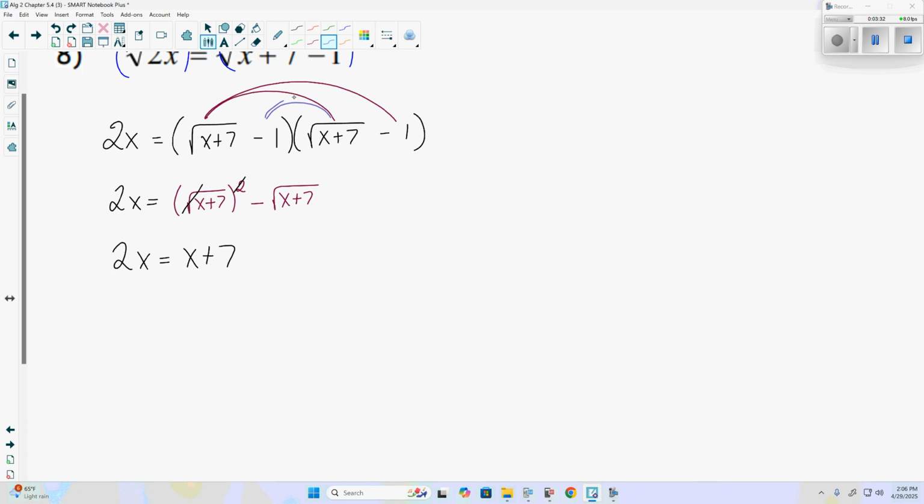Now we're going to do the same thing with the negative 1. Negative 1 times our square root of x plus 7. Again, just going to give us negative square root of x plus 7. Negative 1 times negative 1 is positive 1.